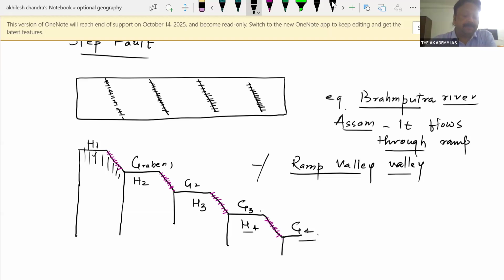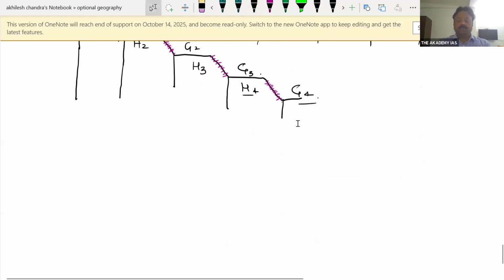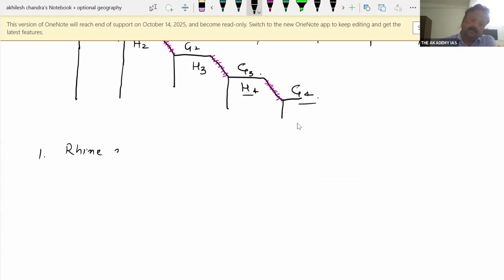For example, we have Rhine Graben, Rift Valley. Already हम लोग discuss कर चुके हैं. So Rhine Graben, if you remember, first rift valley and horst, there is Rhine River. Rhine River is a rift valley river. And there is Vosges and Black Forest.